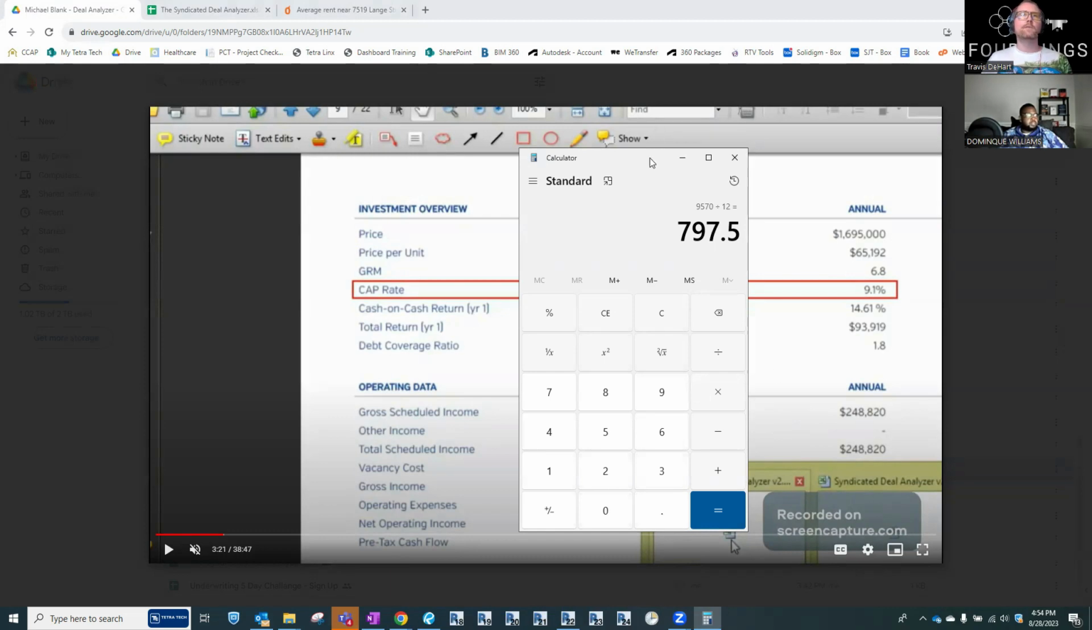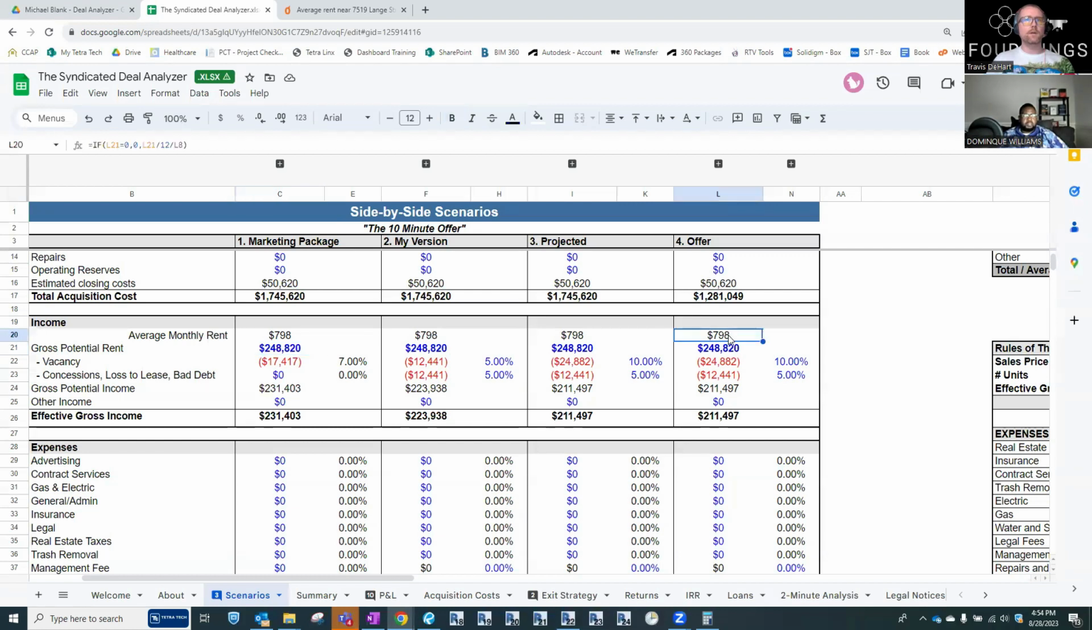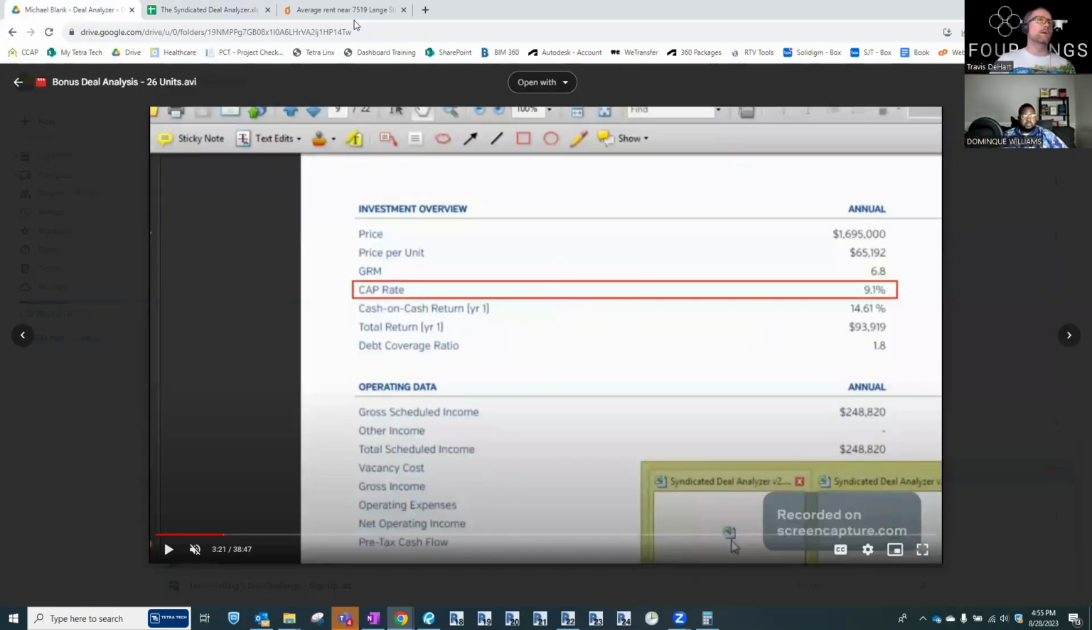And now that we know how much each of those units averages, from our evaluation looking at Rentometer, it should actually be 1,400. And so if we go over here under our offer, and increase that gross potential rent to 430,000, as opposed to the 248, since this package was evaluated a long time ago, not knowing how long.